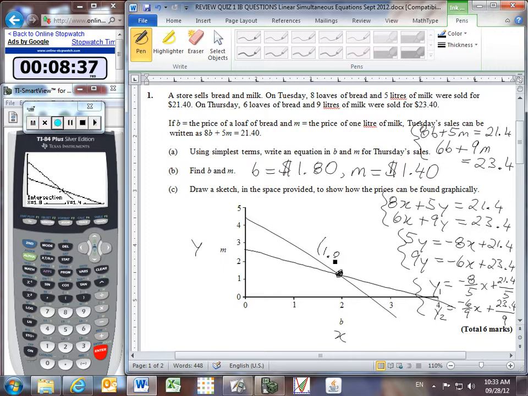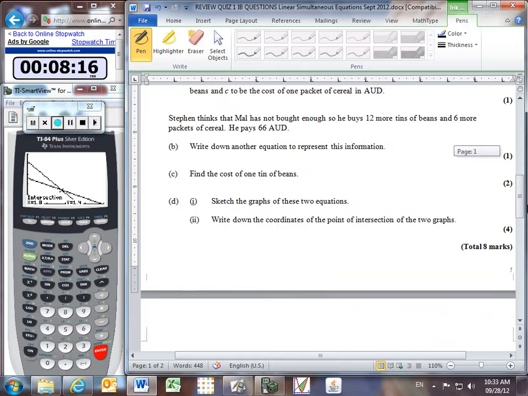In order to show the work, I'm just going to label that point of intersection, and I will also label each of these lines. So this first one was negative 8 over 5x plus 21.4 over 5, and the second one, y2, was negative 6 over 9x plus 23.4 over 9. Let's move on to question number 2.